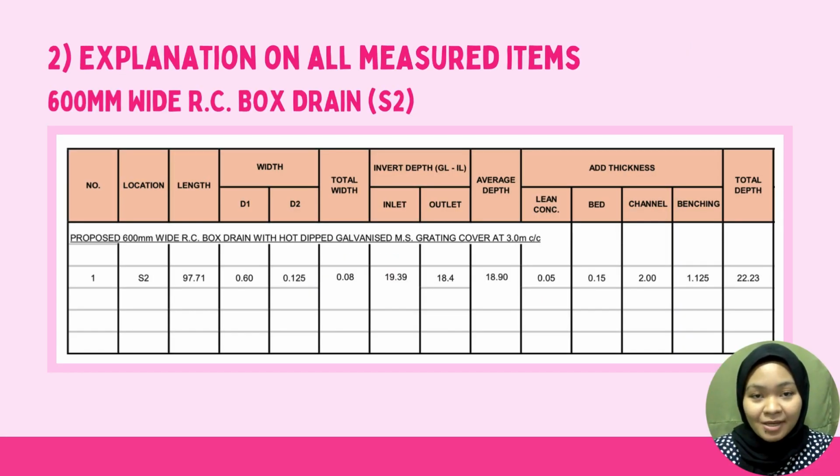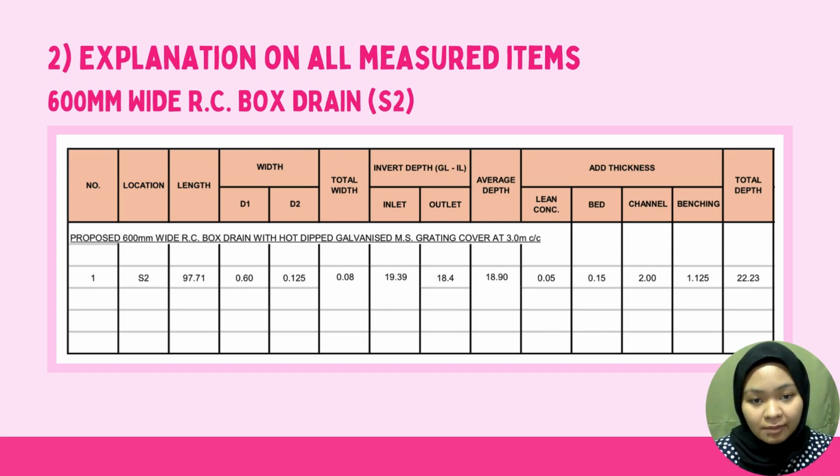Hi, my name is Irene Safia and I am going to explain all measure items for the 600 mm wide RC box drain schedule. The location is at S2. The length is 97.71 meter. The width consists of two depths. The depth 1 is 600 mm, depth 2 is 125 mm. The total width is 0.08 meter.